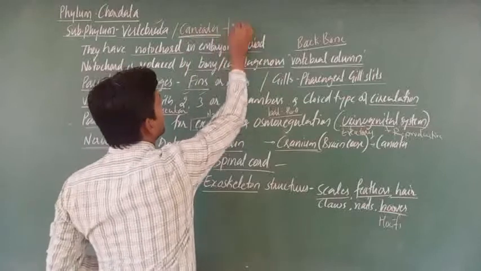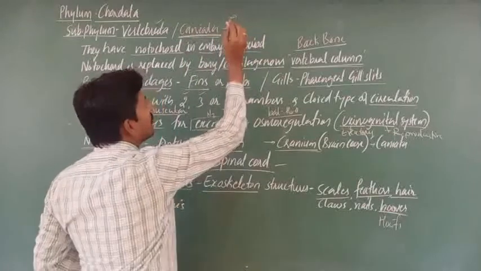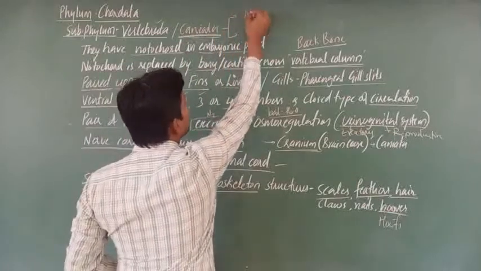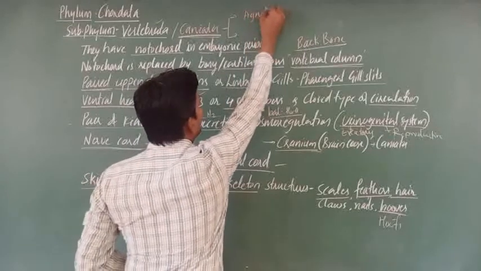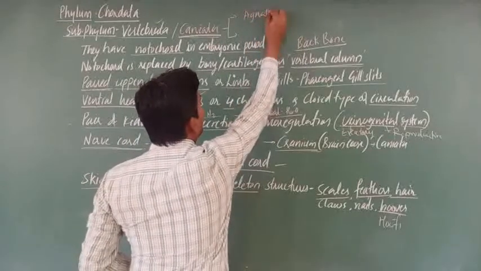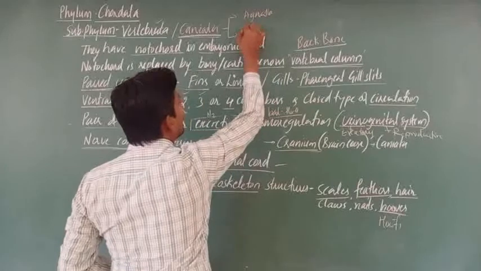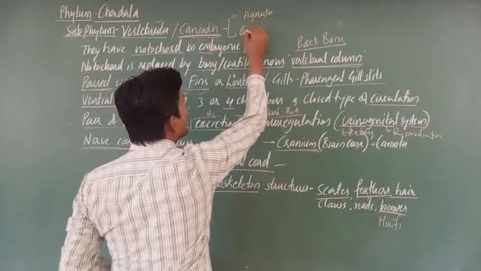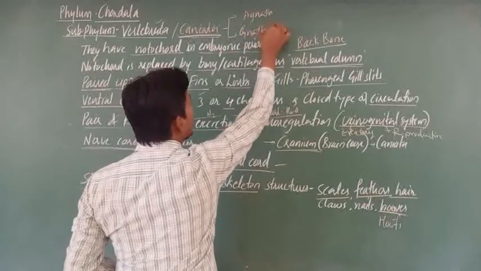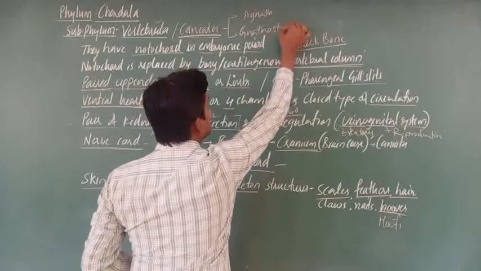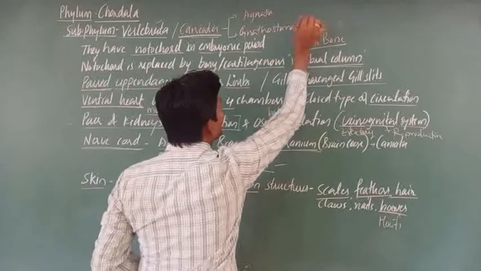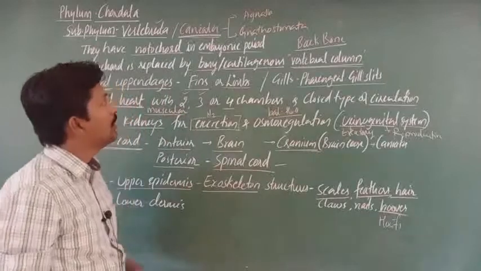This is divided into two divisions. The first division is agnatha, and the second division is gnathostomata, right. Agnatha and gnathostomata.